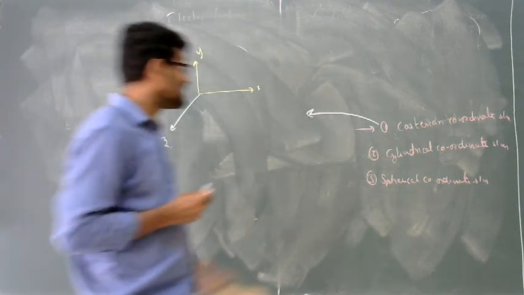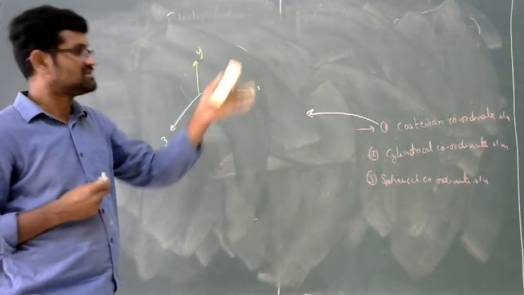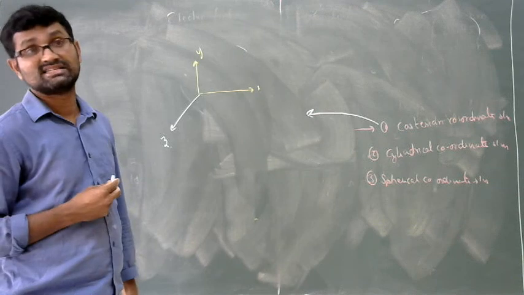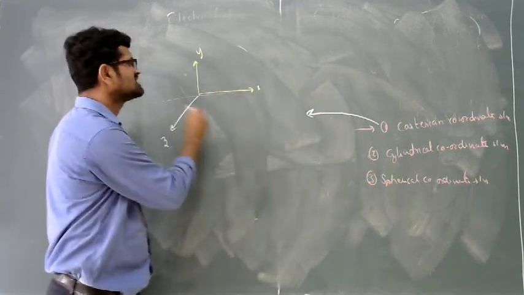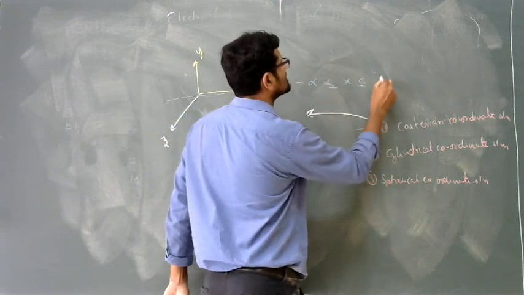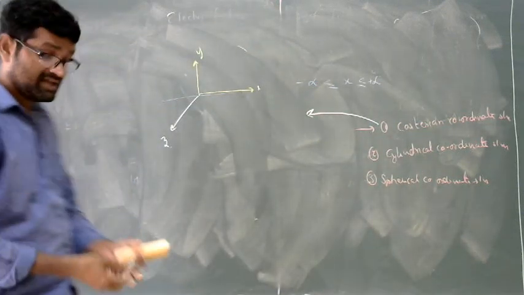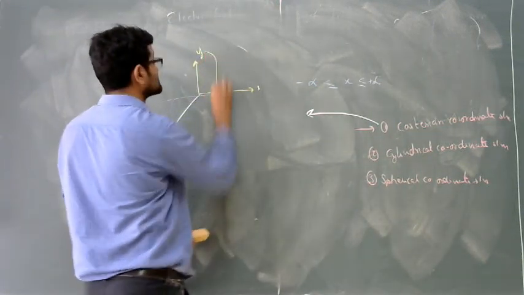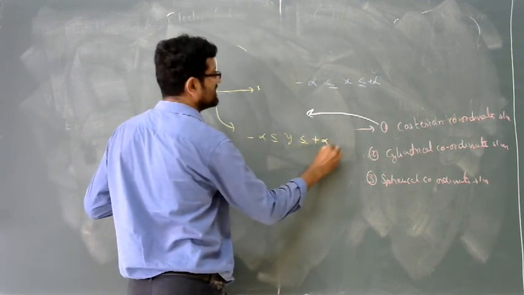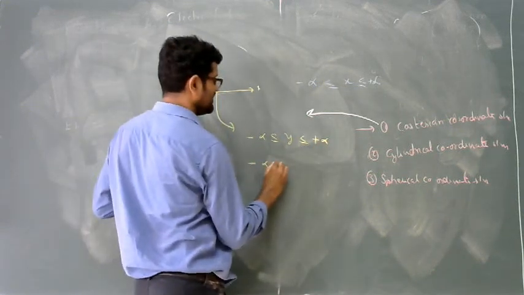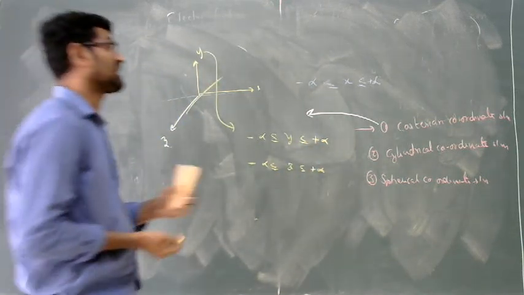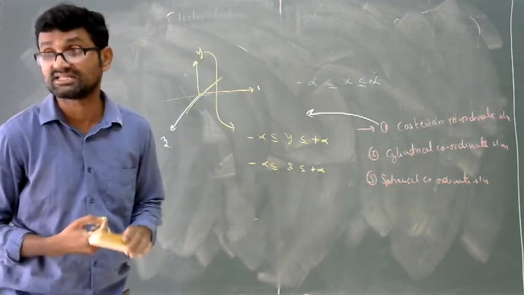In the Cartesian coordinate system, of course every system has three axes: x, y, z. What is the length of this x-axis? We can say x varies from minus infinity to plus infinity. Similarly, the y-axis also runs from minus infinity to plus infinity, and the z-axis also from minus infinity to plus infinity. So in the Cartesian system we use three axes: x, y, z.